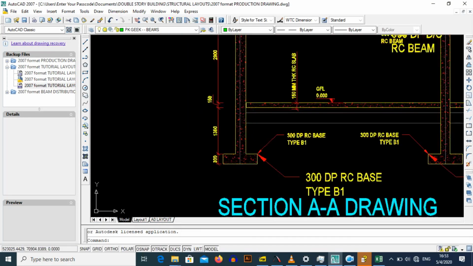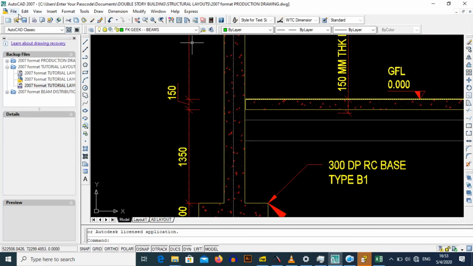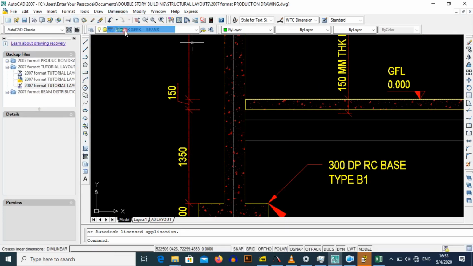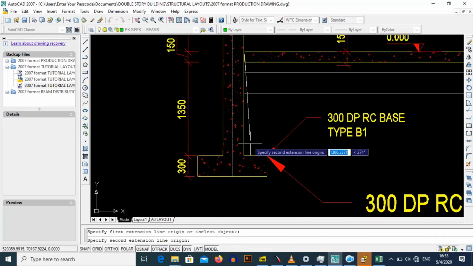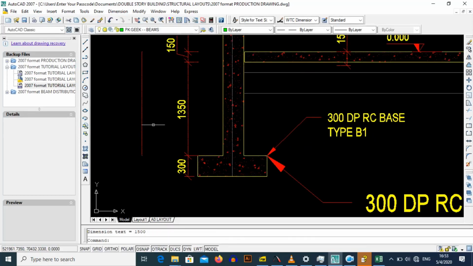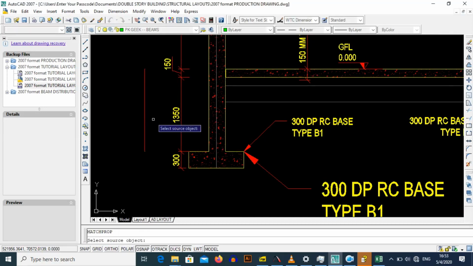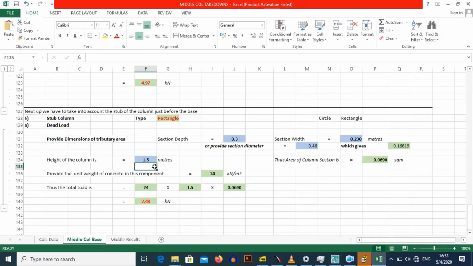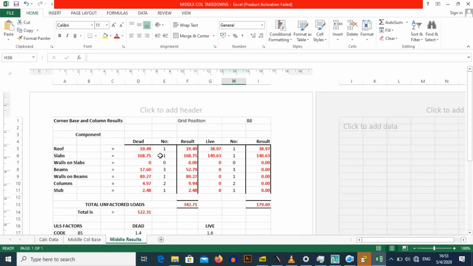So when we look at our layout, let me show you where we start measuring the stub. The stub is measured from just there to the top of the base, and this dimension, I cannot see what it is, so let me try to change the base plan. Alright, it's 1500. So 1500 is 1.5 meters, and the load we get is 2.48 kilonewtons.